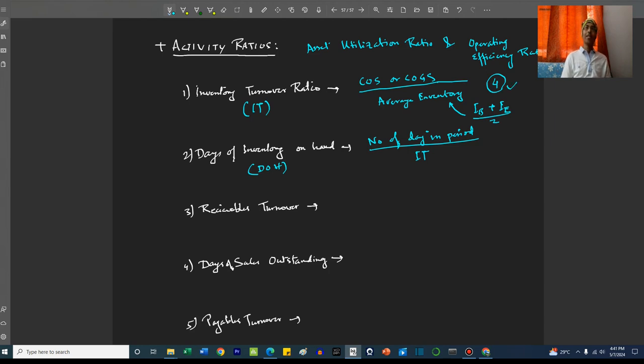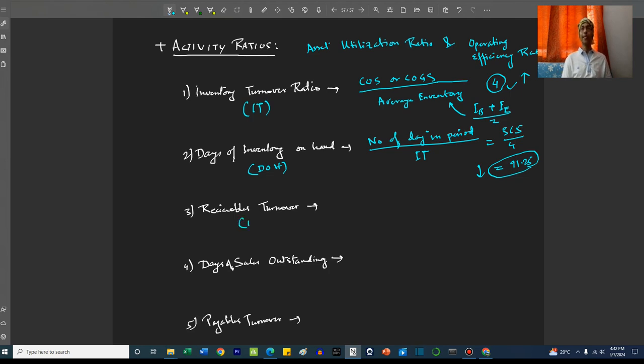Therefore, days of inventory on hand will be calculated as 365, that is the number of days in the period if it is 1 year, divided by 4. This comes to 91.25. What does this number signify, friends? Basically, this signifies that the inventory to get liquidated once completely takes 91.25 days on an average. This is what it signifies. Typically, the lower this number is, the better it is. And for inventory turnover, the higher the number is, the better it is.